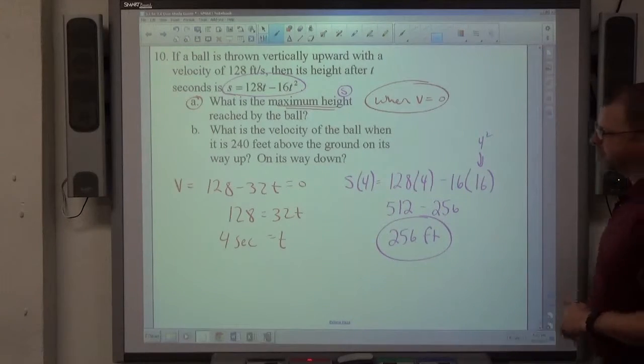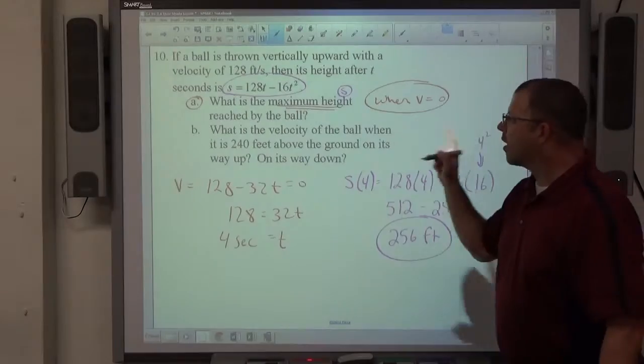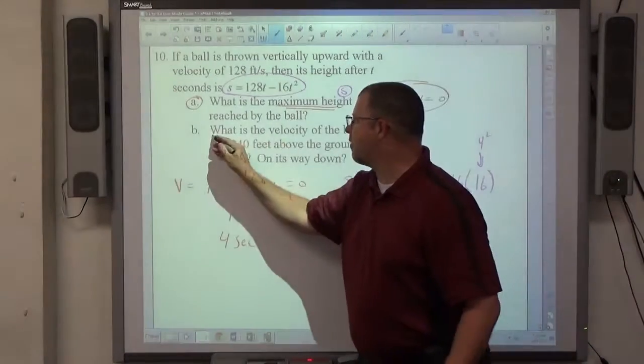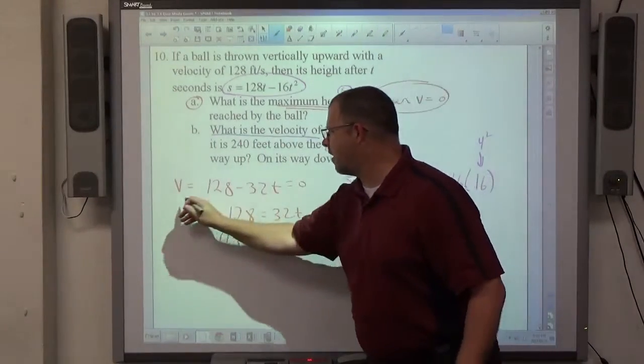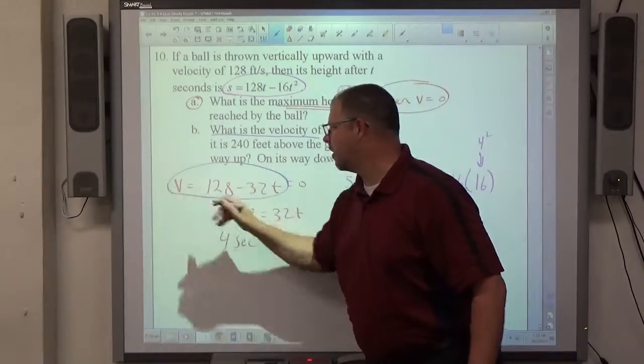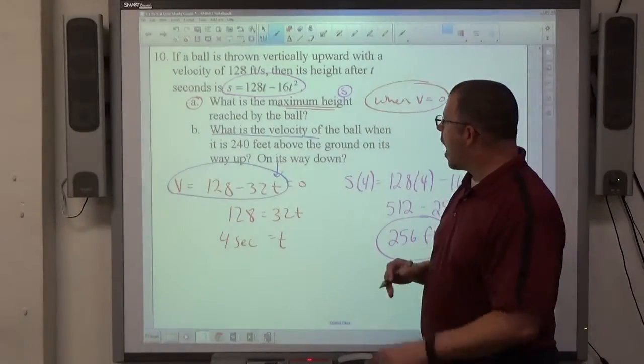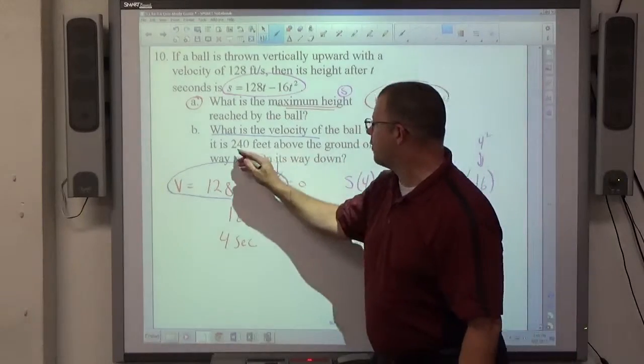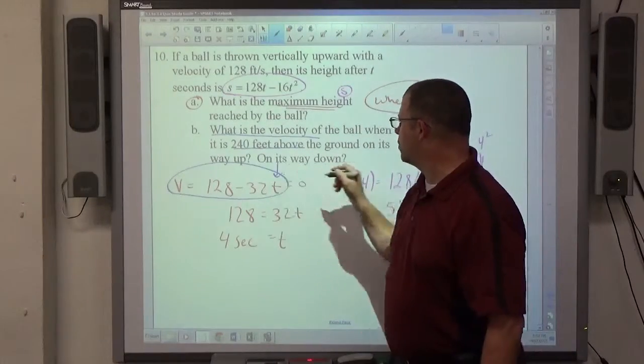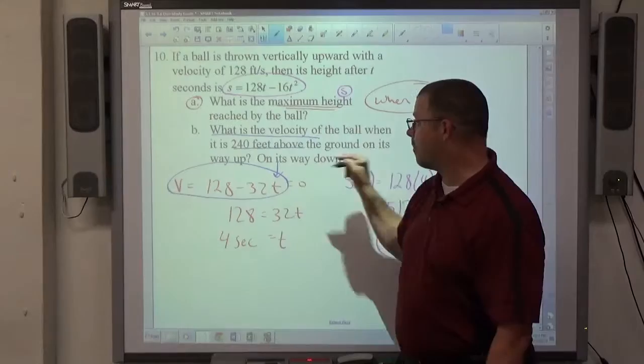Question B. What is the velocity of the ball? So they're asking me for velocity. In order to find velocity, I need to use the velocity function. If I know what t equals, I know what the velocity is at any given time t. I want to know the velocity when the ball is 240 feet above the ground on its way up and down.